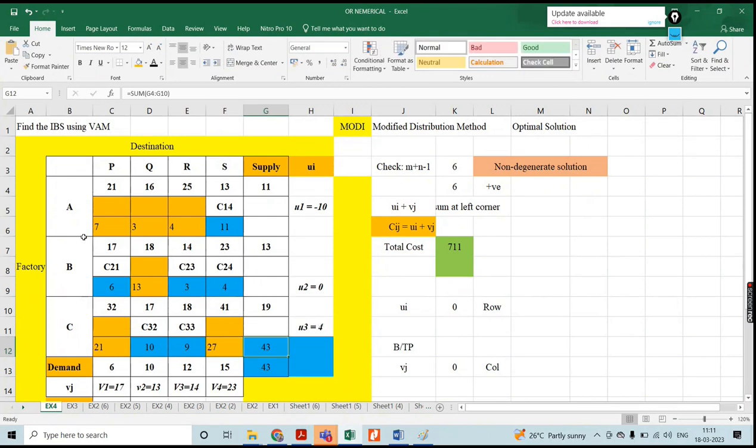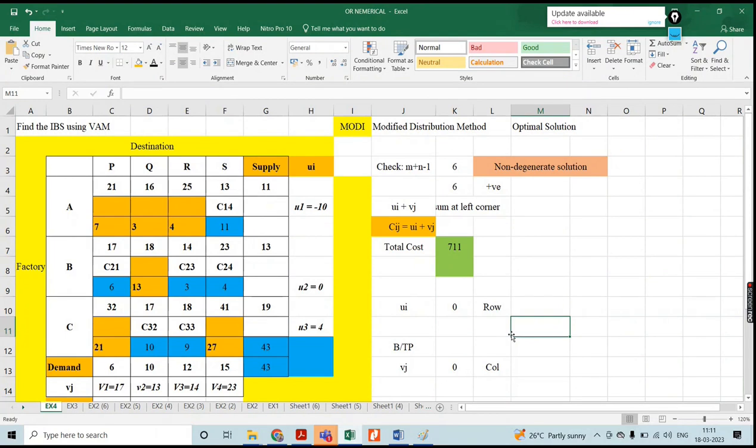Any doubt on it? If you have any doubt, you can ask. If it is clear, raise your hand. How to write these values? How I got it? Thank you. Drop your hands.